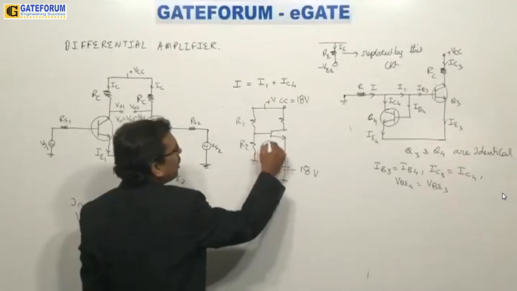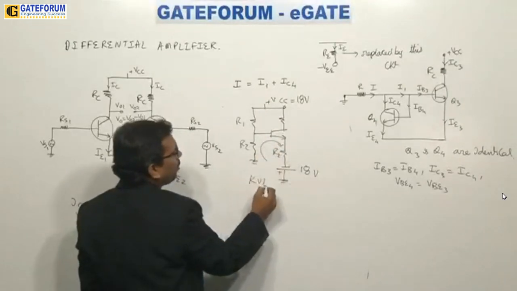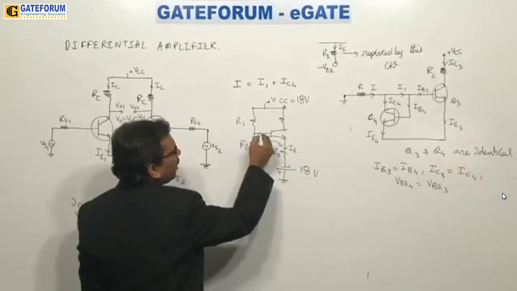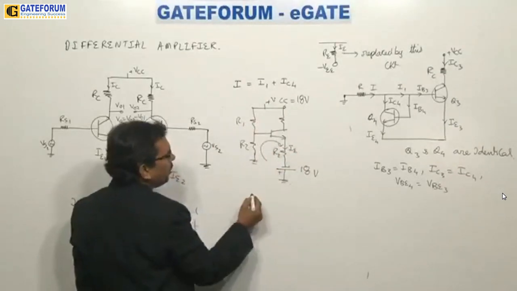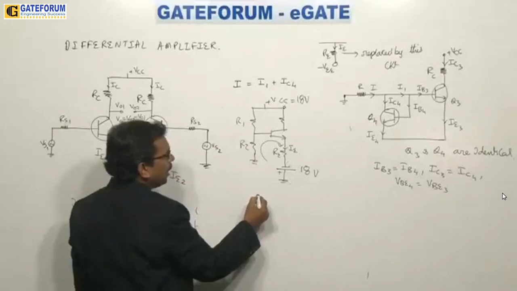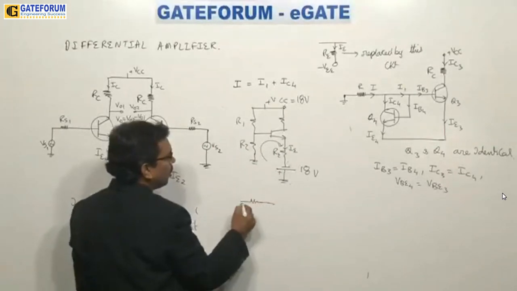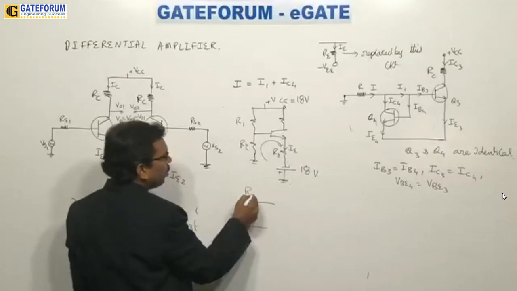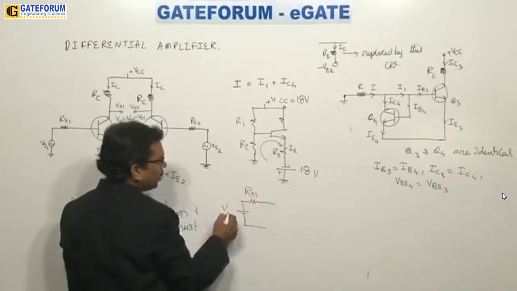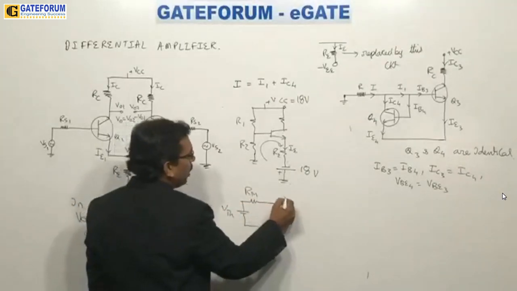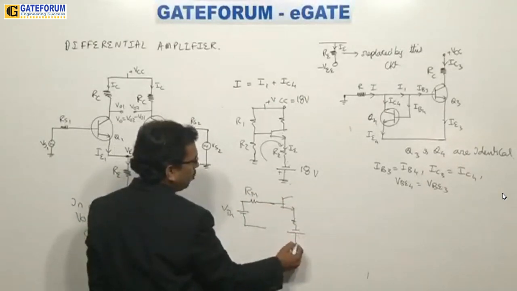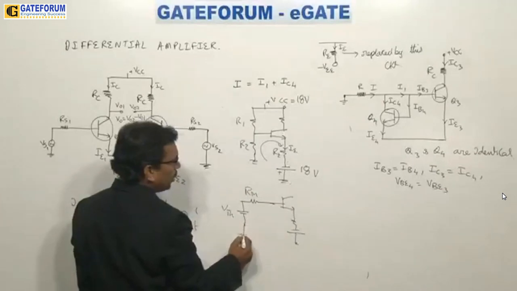Now please try to write KVL for this loop. Here you should take current IE, and you should replace this with the Thevenin equivalent circuit. So like this you need to write. Please note down when I am writing here. This is R Thevenin, this is V Thevenin. This is the circuit here, and you have here minus 18 volts. So you can ground this here.